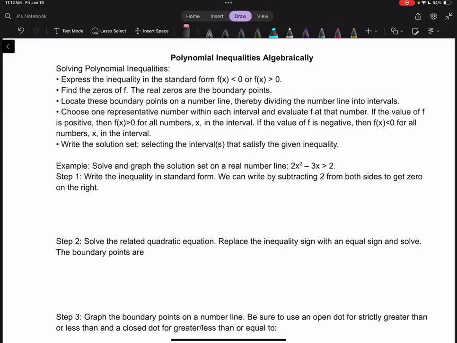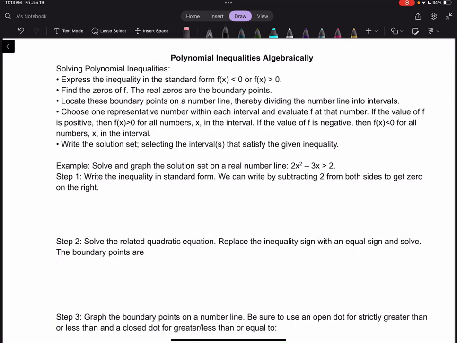Today we're going to be solving polynomial word problems, inequality word problems. The first thing we're going to do is put them in standard form so that the equation is listed on the left, then the inequality symbol, then 0. We're going to solve the equation, find the zeros, and from there find the interval for the equation.